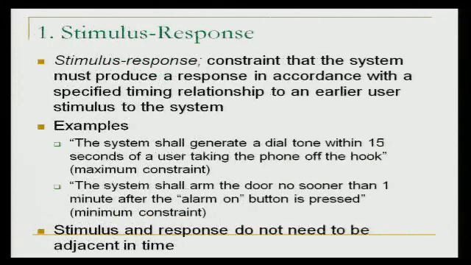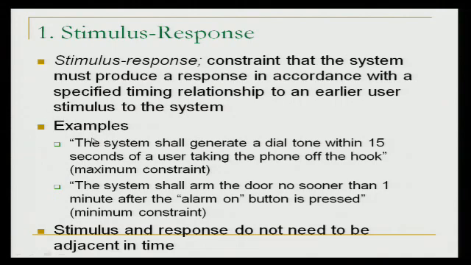Okay, so take the first one, stimulus response. So this is a constraint. Remember I talked about constraints here. It's always useful to spend time on these. This basically says, I get a stimulus. I have to produce an output based on a certain constraint. And there are two different approaches. There's what's called a maximum constraint.